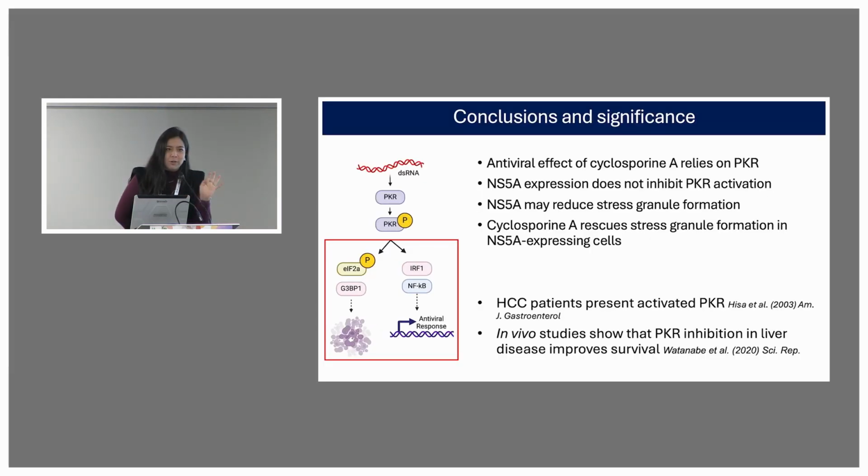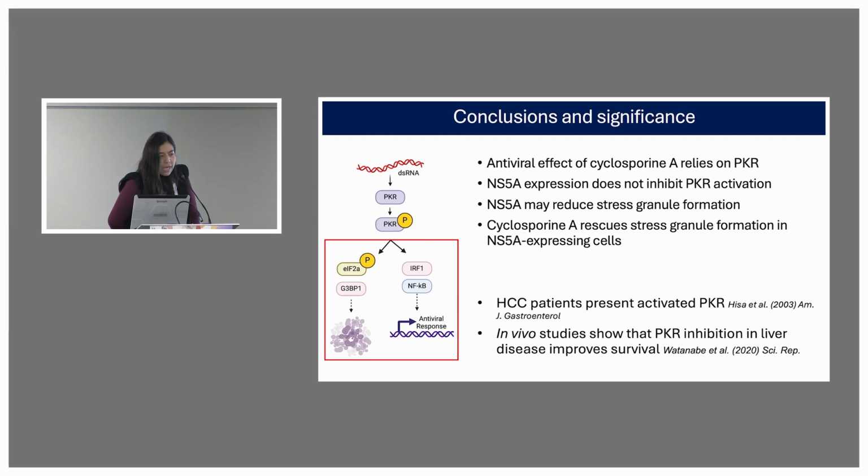So the conclusions and the significance of this project were that antiviral effect of cyclosporine A relies partially on PKR. NS5A expression does not inhibit PKR activation. NS5A may reduce stress granules formation, and cyclosporine A rescues stress granules formation in NS5A expressing cells. Future work in PKR activation or PKR regulation is important because hepatocellular carcinoma patients present activated levels of PKR in surrounding tissue.